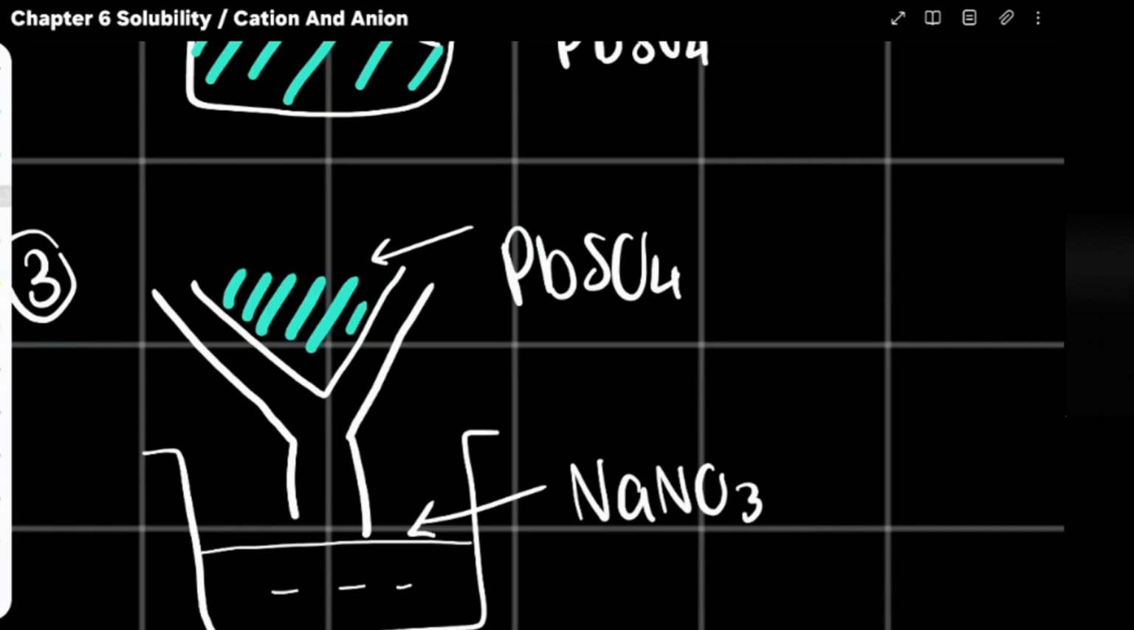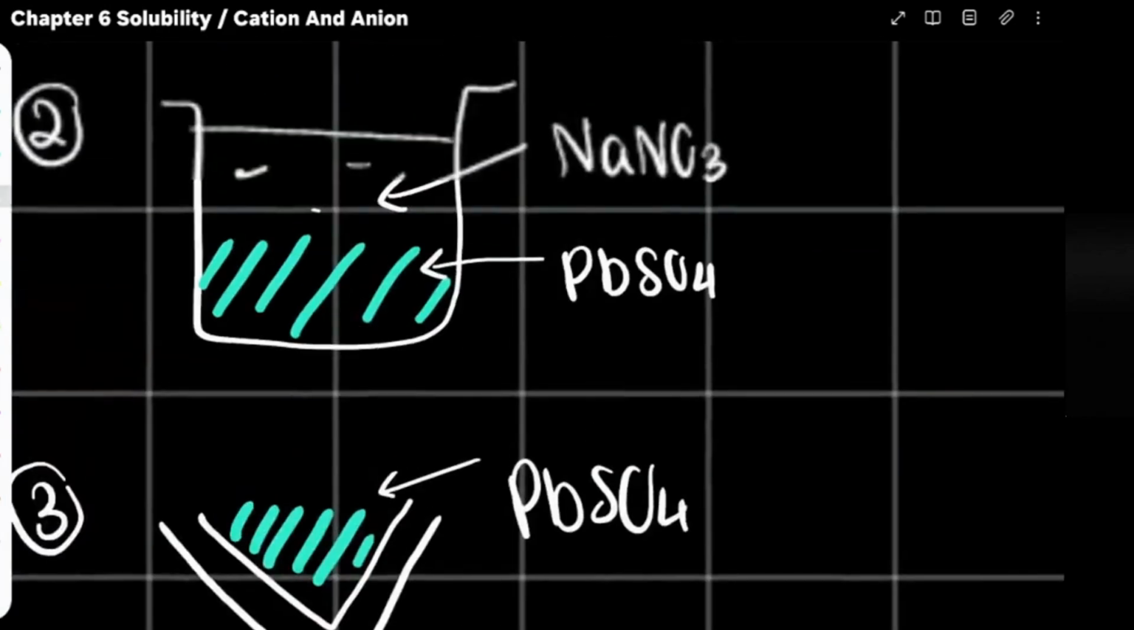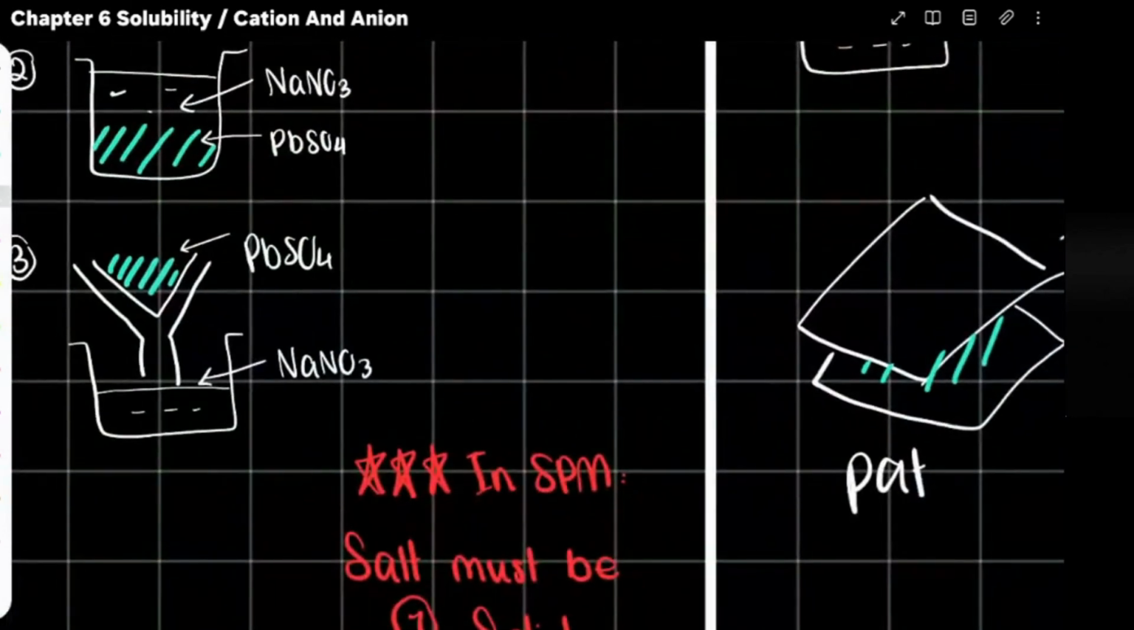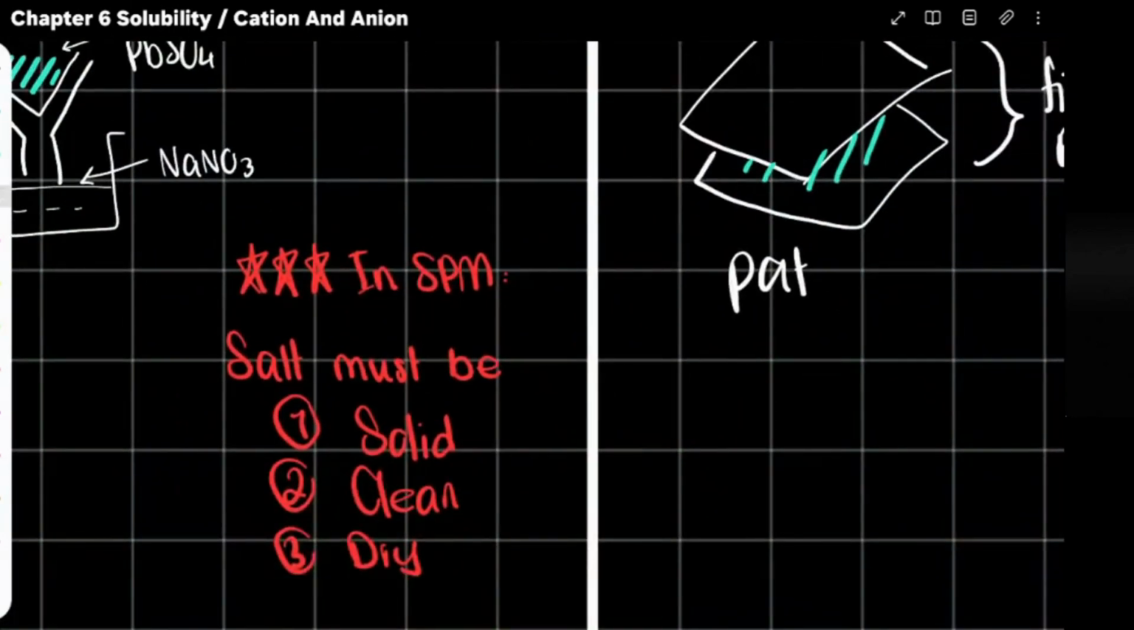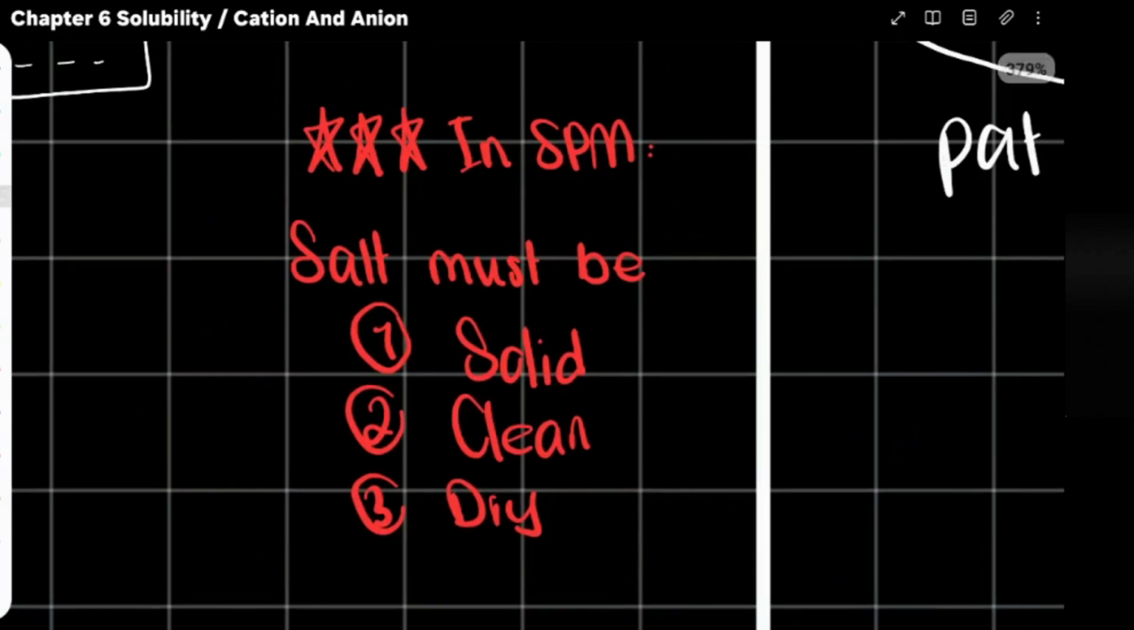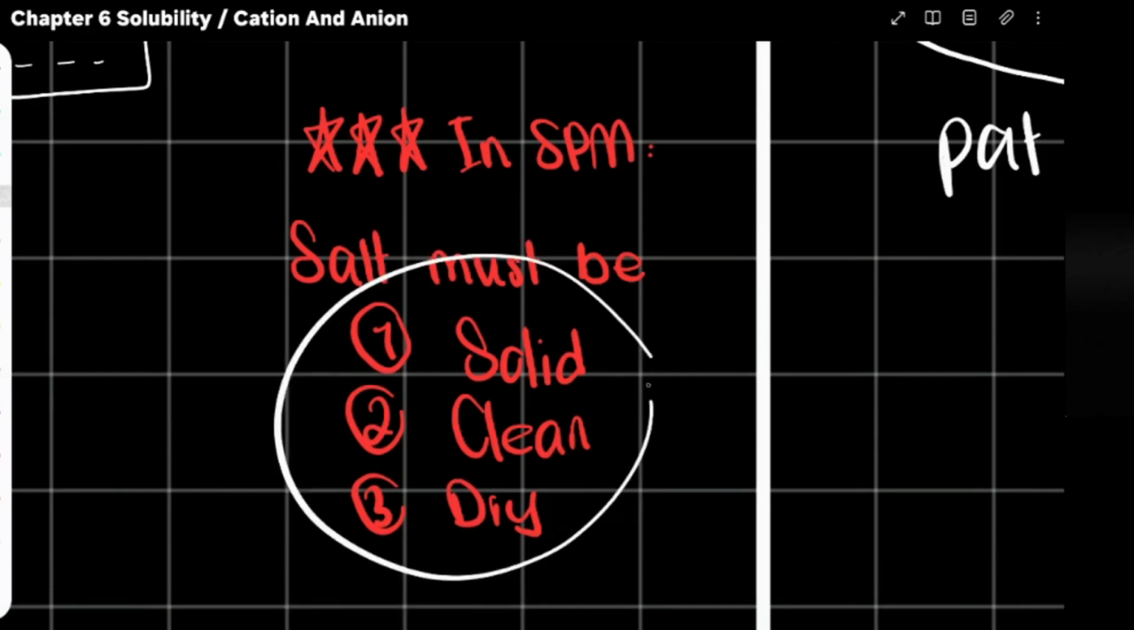And here's the tip to ensure you get full marks. Of course, this is already like 3 marks. To ensure you get full marks in SPM, focus here. Salt must be solid, clean, and dry. What does it mean? Salt must be solid. It cannot be water or liquid. It has to be clean, meaning the salt doesn't have any impurities. And it has to be dry, so that there's no water. This one you have to memorize. You have to remember this to get full marks.